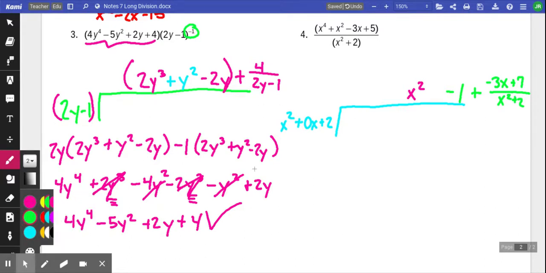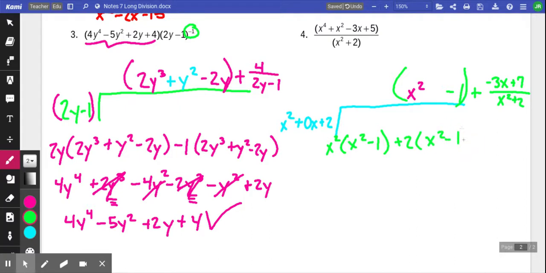Let's do one more to check. So I need to take x squared plus 2 and multiply it by, actually just x squared minus 1, and then I'll add in my remainder. So I'm going to take x squared, and I'm going to multiply that by x squared minus 1, and then I'm going to take my positive 2 and multiply that by x squared minus 1, because there's no reason to do this 0x. So x squared times x squared is going to give me x to the fourth. X squared times negative 1 is negative 1x squared. And then 2 times x squared is going to give me positive 2x squared. And then 2 times negative 1 is going to give me negative 2.